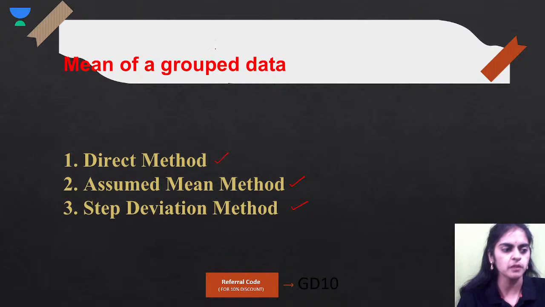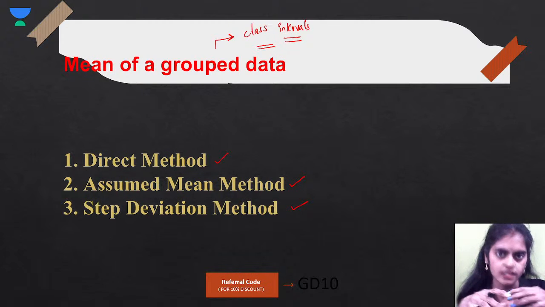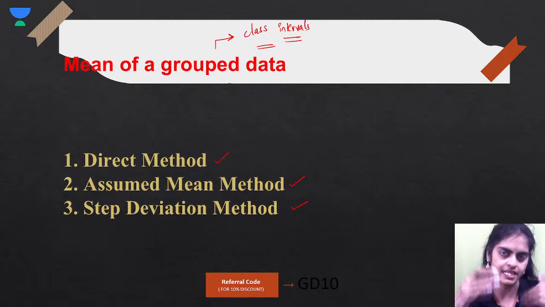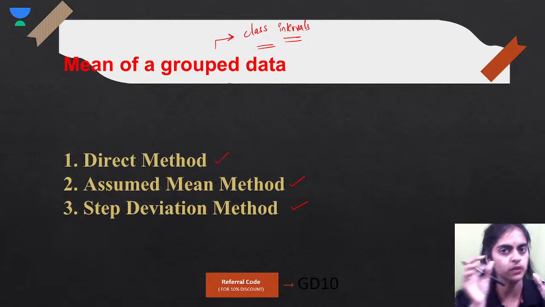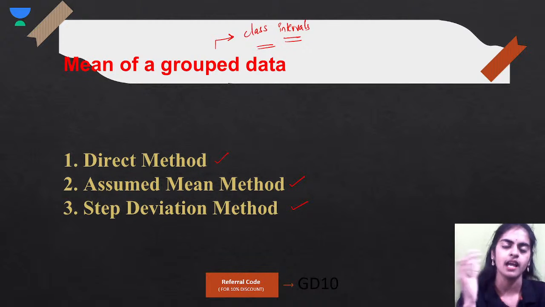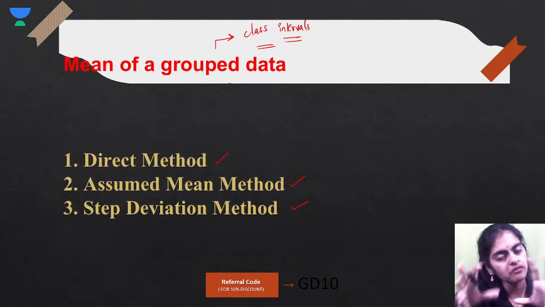Grouped means you're dividing them into class intervals. Okay, you're making them as groups, and those groups are called class intervals. For example, say I have conducted a test between 1 to 10. So 20 students took the test. Now these 20 students have scored somewhere between 1 to 10. So I divide these 20 students in groups of these 10 marks.